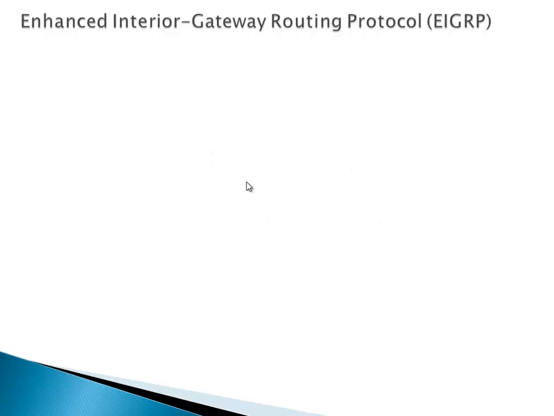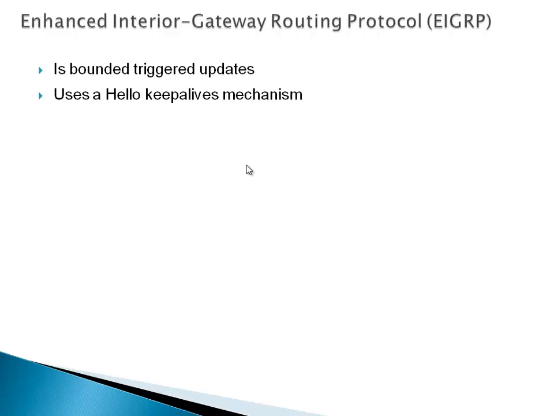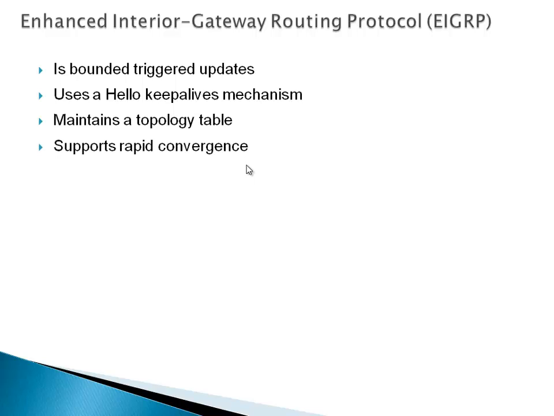Then we have Enhanced Interior Gateway Routing Protocol. It uses bounded triggered updates. Only when a device needs an update, when something has happened, the network goes down or up, then you send the triggered update. It uses hello, a keepalive mechanism. Every 5 seconds, they say hello to each other, so they know that their neighbor is still alive. It maintains a topology table.